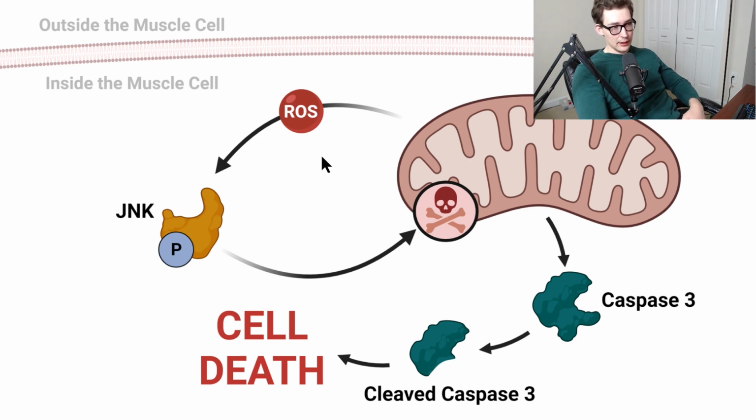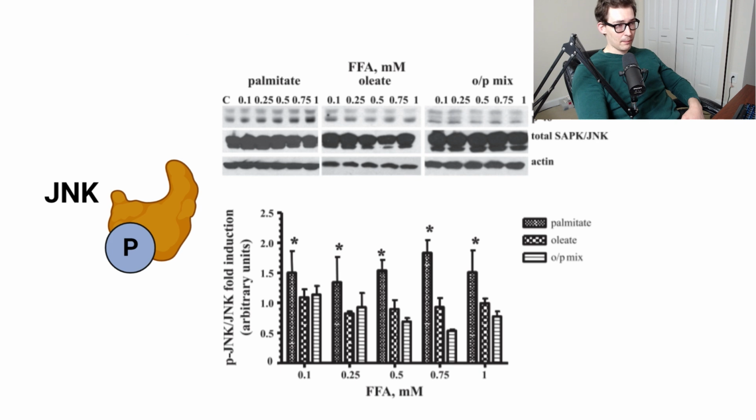So we're going to look at ROS, we're going to look at JNK, we're going to look at caspase 3. So that's why I introduced those. All right, so the first one is JNK. Remember, the phosphorylated version is the activated version. And that doesn't mean that you're never going to have any activated version in cells, because JNK does other things as well.